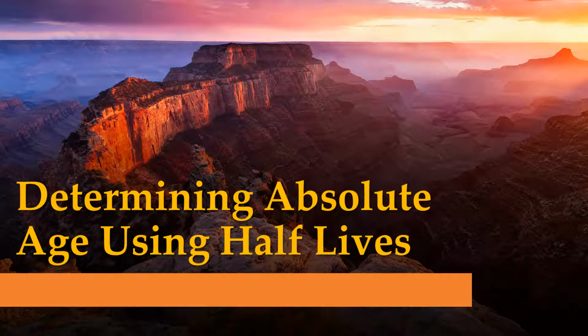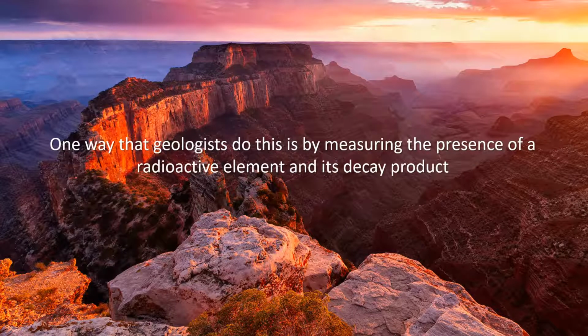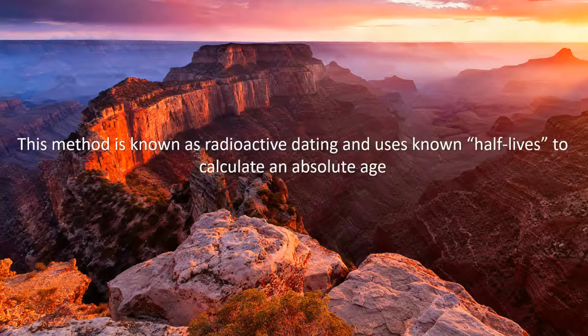Determining absolute age using half-lives. To determine the absolute age, an actual numbered age, geologists can use a variety of methods. One way that geologists do this measuring of absolute age is by measuring the presence of a radioactive element and its decay product. This method is known as radioactive dating and uses known half-lives to calculate an absolute age.